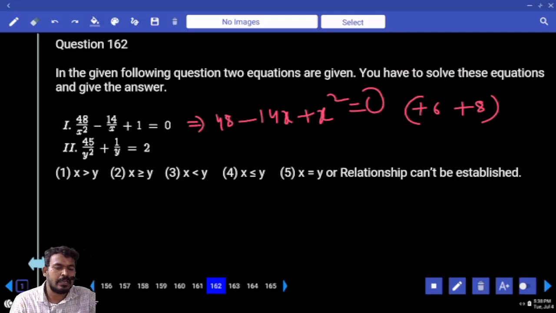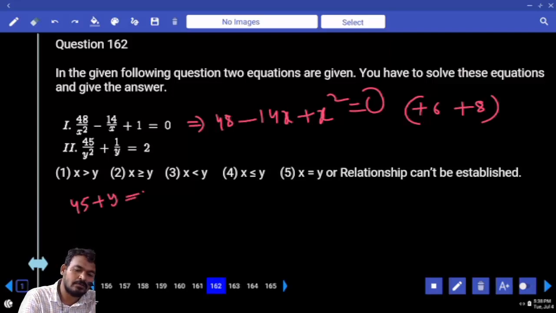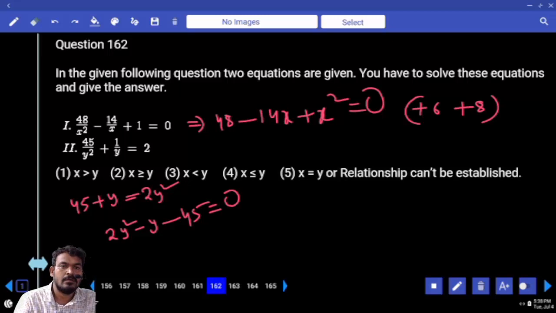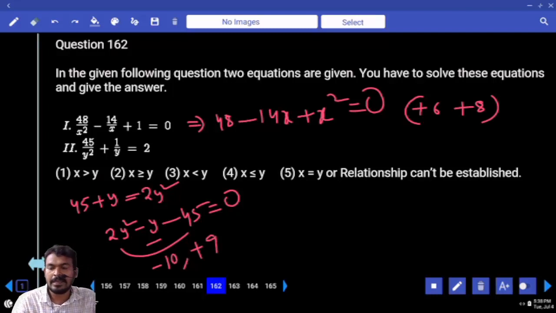Second equation, also again the entire equation is multiplied by y square. Then we are getting 45 plus y equal to 2y square. This one we write as 2y square minus y minus 45 equal to 0. What is the product value? Negative 90. Sum value minus 1. Then initial roots are minus 10, plus 9.